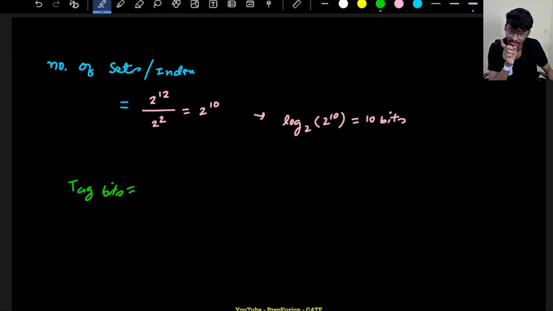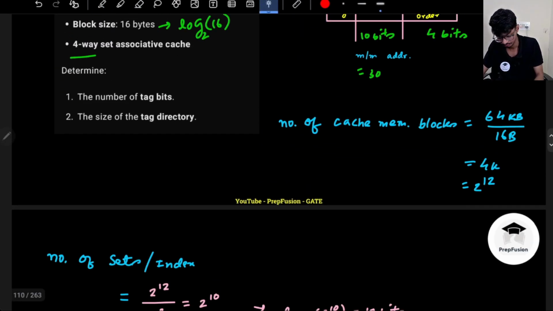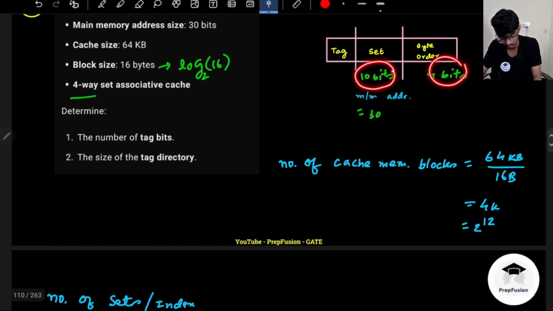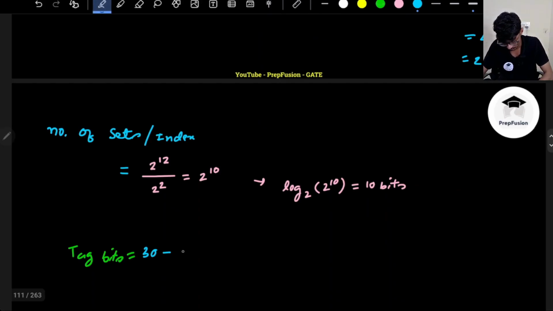If it was direct mapping, then the size of the tag directory would not be this much. I will show you the comparison as well. But let's first calculate the tag bits with set associative mapping. So tag bits will be the total number of bits in the main memory, that is 30, minus the number of set bits and the byte offset bits. So it will be 10 plus 4, so it will be 16 bits.